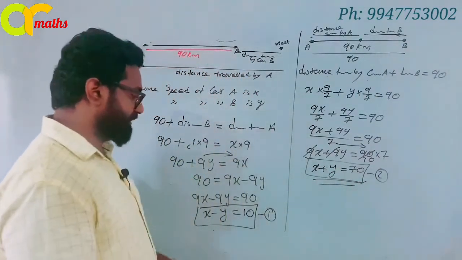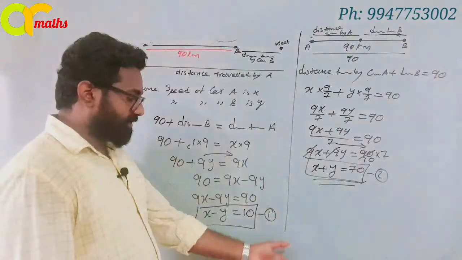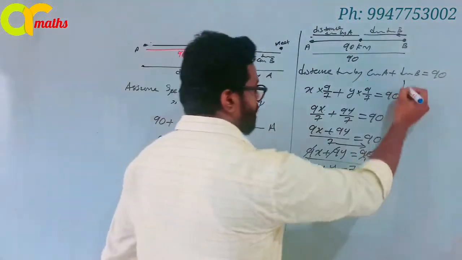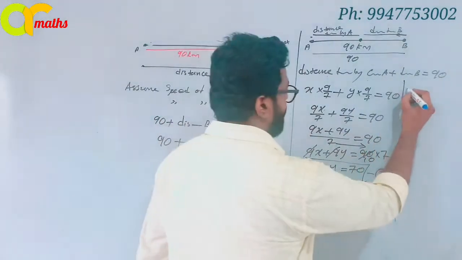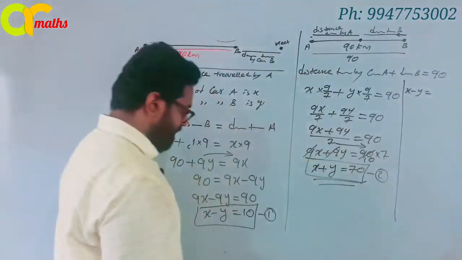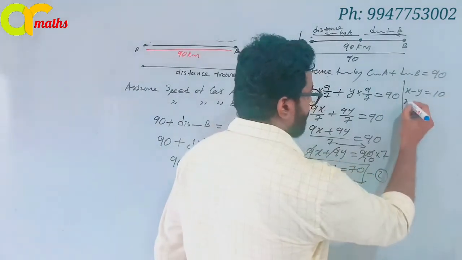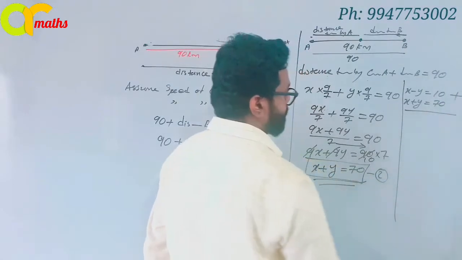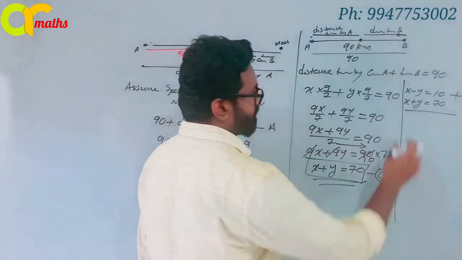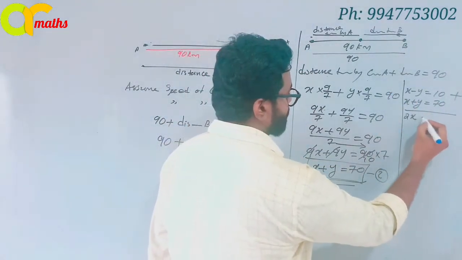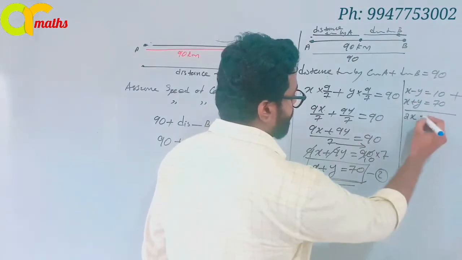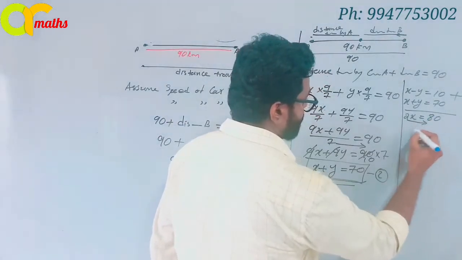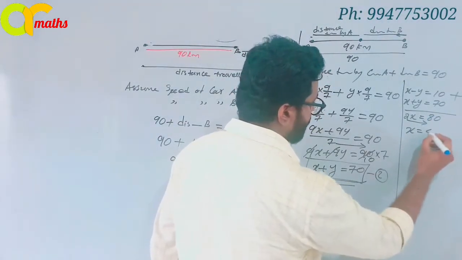Then you can find x and y by elimination method or substitution method. Okay, so what is the first equation? X minus y equals 10. X plus y equals 70. Then add these two equations or subtract these two equations. X plus x is 2x, minus y plus y is 0, 10 plus 70 is 80, then x equals 80 divided by 2, that is 40.